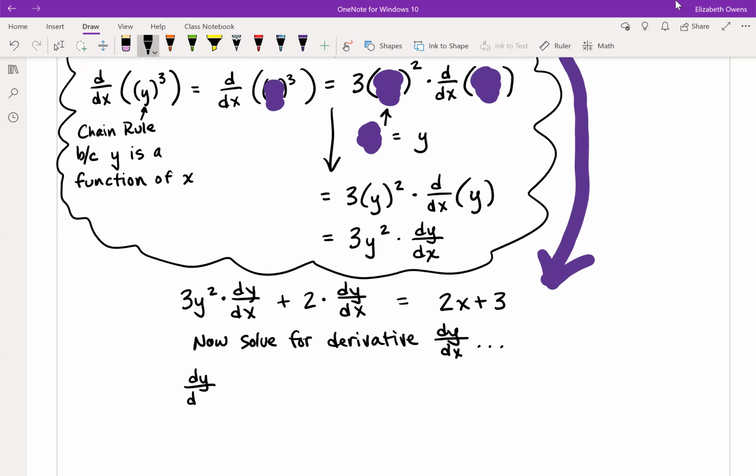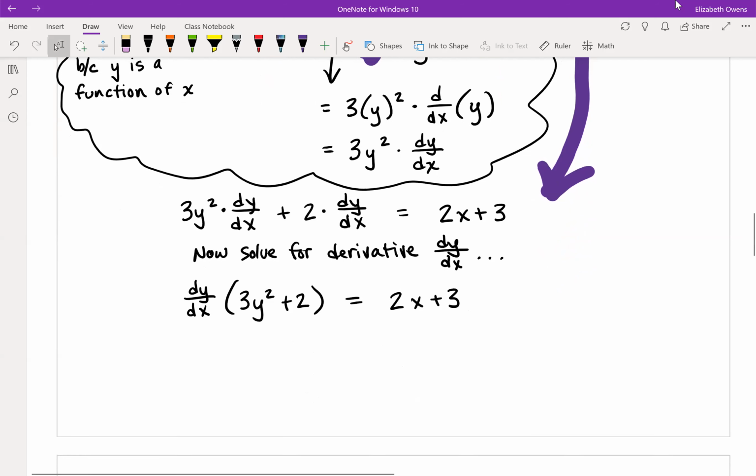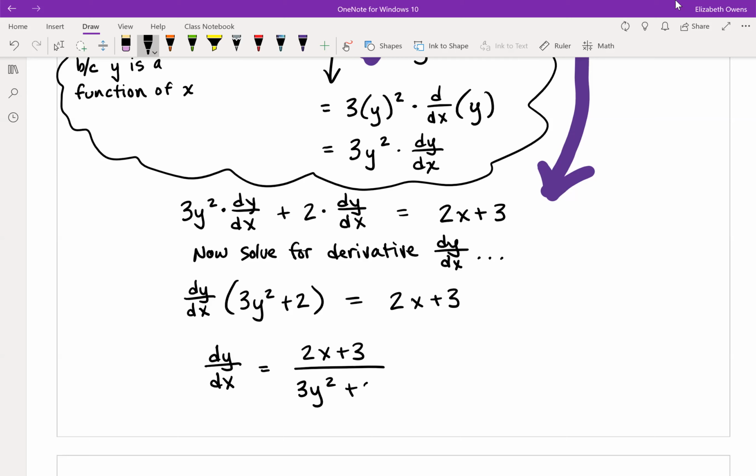Dy dx factors out, and we're left with 3y squared plus 2. Okay, 3y squared plus 2. And that still equals 2x plus 3. And now we just divide on both sides. So we get dy dx equals 2x plus 3 over 3y squared plus 2. And that is actually the derivative dy dx in its final form.